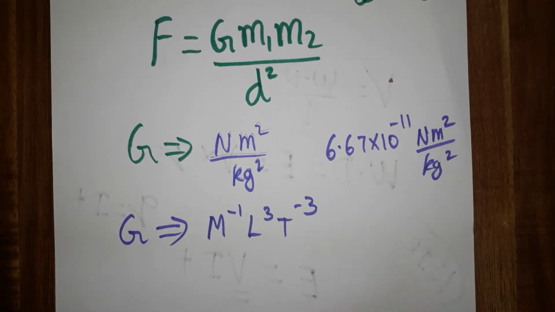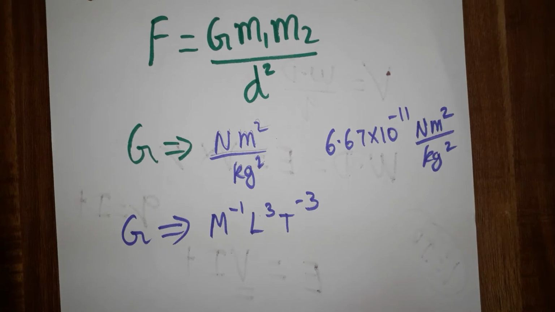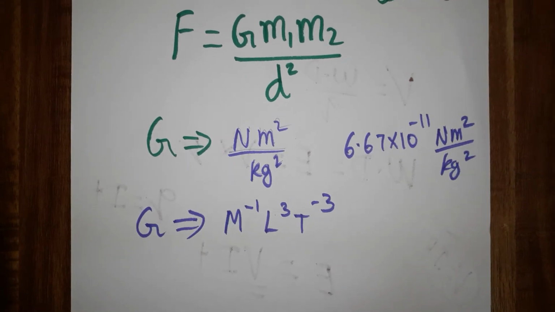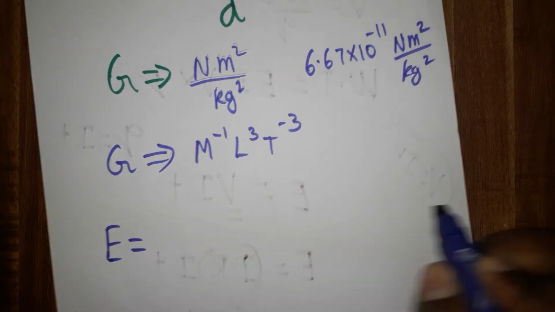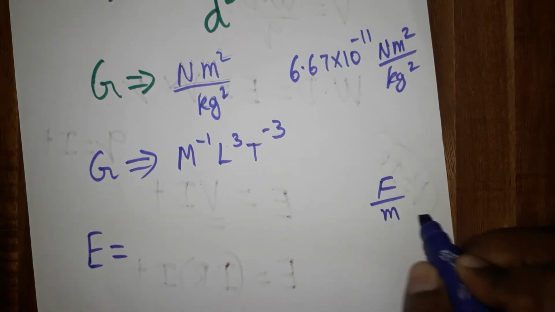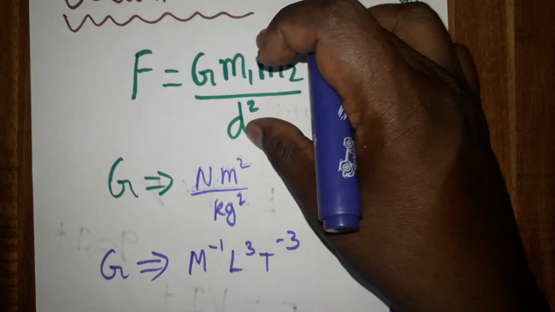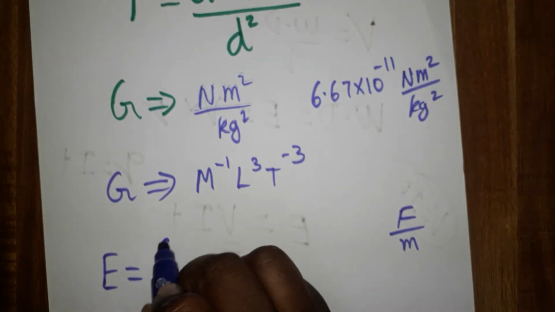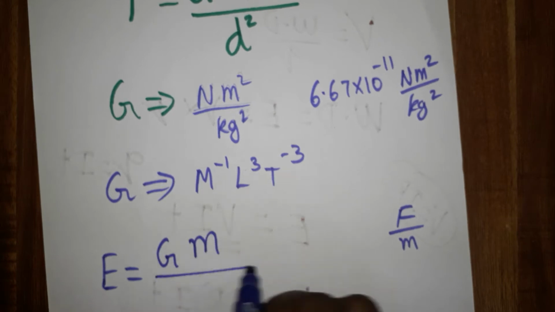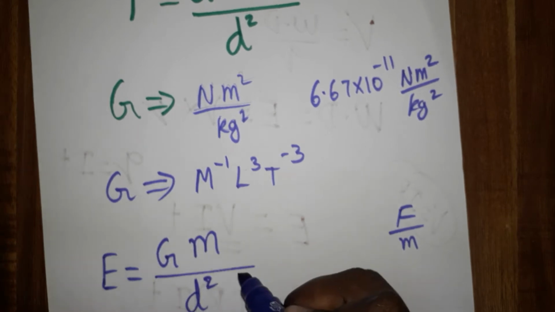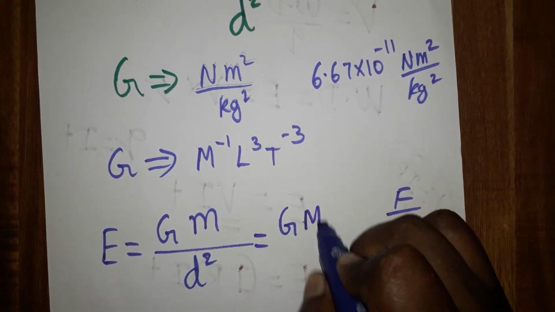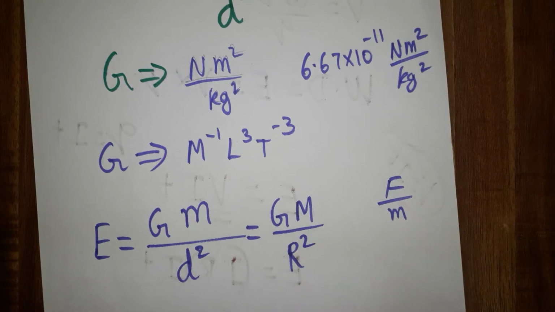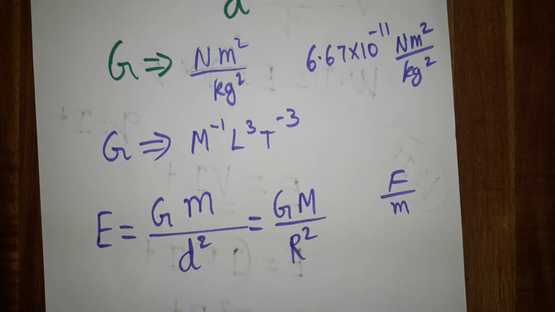Okay. The next thing we are going to learn is the gravitational field. E we can call the gravitational field. Gravitational field is always force per unit mass. From this formula, if you divide by the mass, you will get G times m divided by d square. d square can be replaced with r square when it is on the surface of the earth, where r is the radius of the earth. It is only applicable when we take the radius on the surface of the earth.